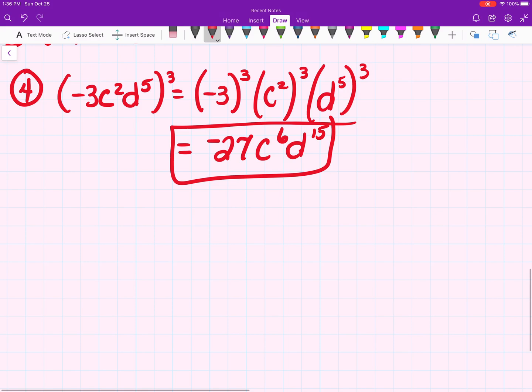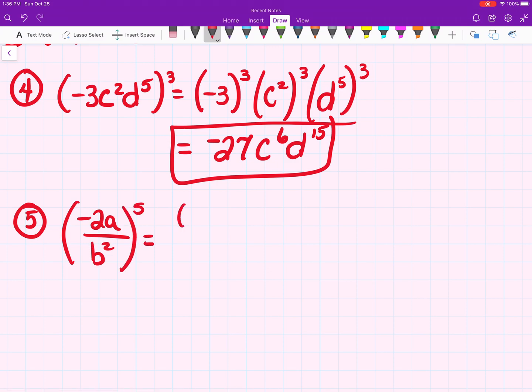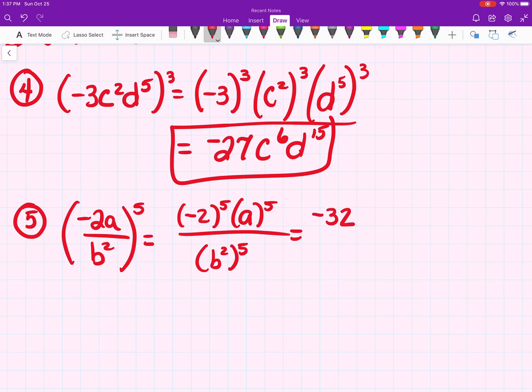Okay. Number 5, we have negative 2a over b squared, all raised to the 5th. Again, what we're doing is we're raising everything to the 5th power here. Negative 2 to the 5th, a to the 5th, and then b squared to the 5th. And then following our rules, negative 2 times negative 2 times negative 2 times negative 2 times negative 2 is going to be negative 32. Power to a power, where there's a 1 here on that a, so it's really a to the 5th. And then power to a power in the denominator is going to be b to the 10th, and I just realized my answer key is wrong. Okay?